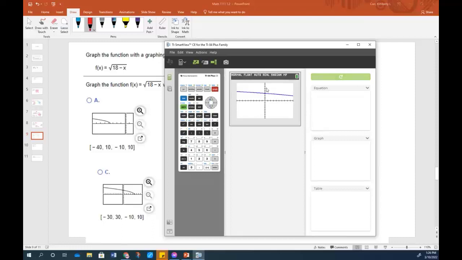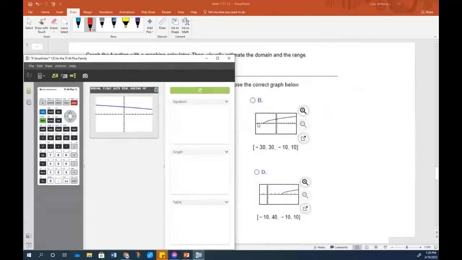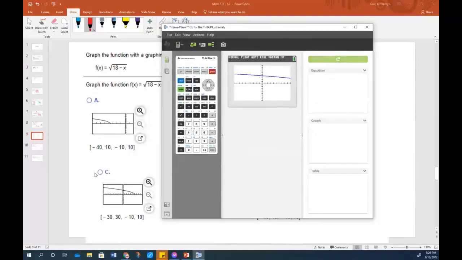Now notice my window does not look like theirs. I can just kind of see it's headed down. But if you want your window to look like theirs, that's what these numbers down here are about. And so I can tell it's headed down as it goes to the right, and it does cross the axis. So this one doesn't seem reasonable. This one does seem reasonable. Let's look at the other two. Neither one of these is reasonable. So I know my answer here is going to be C.